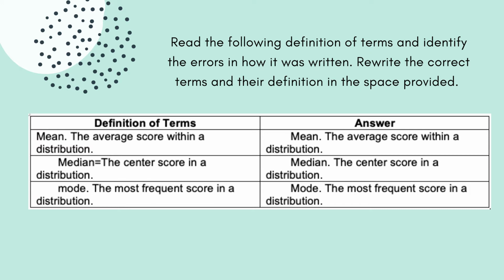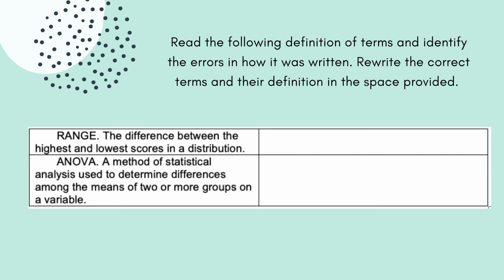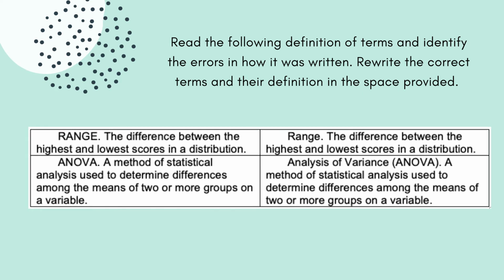Last, mode. So, kitang-kita ang pagkakamali, dapat nagsisimula sa capital letter. Capital letter M, mode, period, and then the definition, the most frequent score in a distribution. Let us continue answering. We still have 2 more items here. Range. The difference between the highest and lowest scores in a distribution. So, ito medyo nakakalito. Iisipin natin na yung range ay isang acronym. But actually, it is not. So, ang mali naman dito ay ang pagkaka-capitalize ng word. So, dito dapat capital R, small a, small n, small g, and small e. Since hindi naman siya acronym, maliit lamang dapat na word na range.